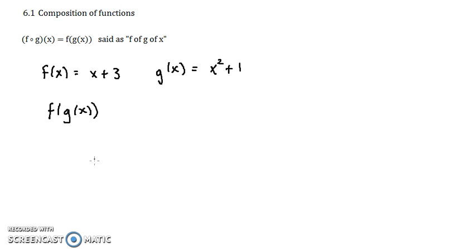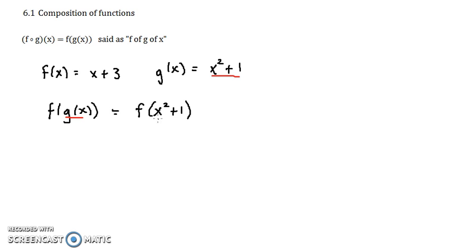F of g of x. Okay, well, we know what g of x is. This right here you can see is g of x, and g of x is this. So g of x is the same as x squared plus 1. So what we could do is we could write that in: x squared plus 1. G of x is the same as x squared plus 1.